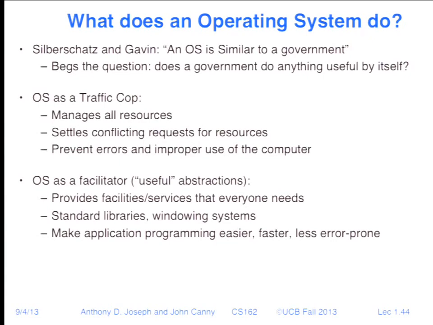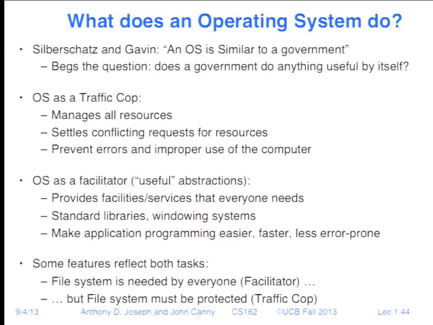The facilitator is another metaphor, which is essentially helping people get their job done, providing libraries that are convenient. Those millions of lines of code are potentially useful libraries, most of which you won't use, but every once in a while, they can make your life much, much easier. And so some elements of the operating system fulfill both roles.